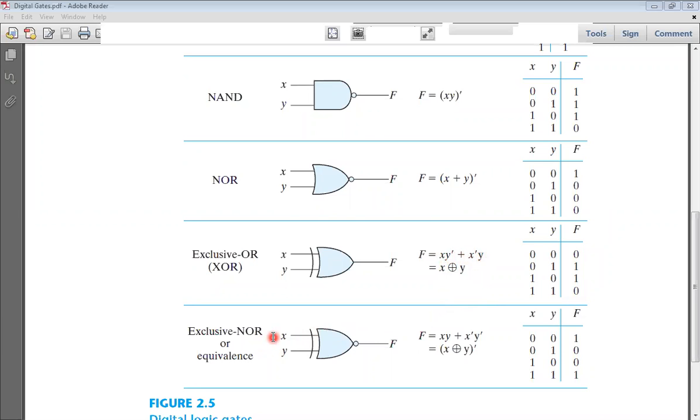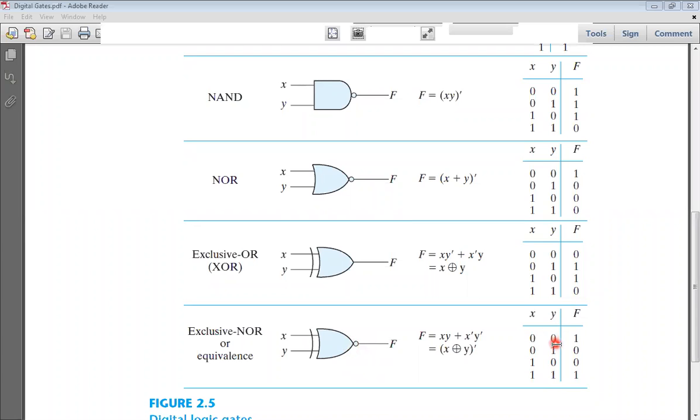Next one is exclusive NOR. See, the symbol of exclusive NOR is much like the symbol of exclusive OR. Here at the end we have added a bubble. This is called a bubble. That bubble represents the complement or inversion. Now let's look at the truth table of it.